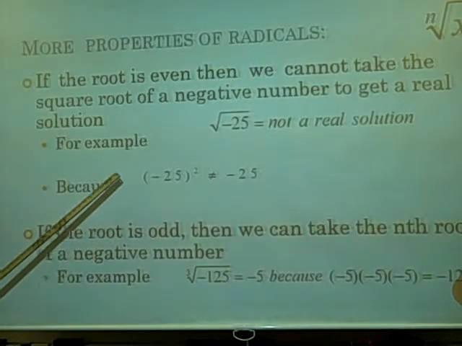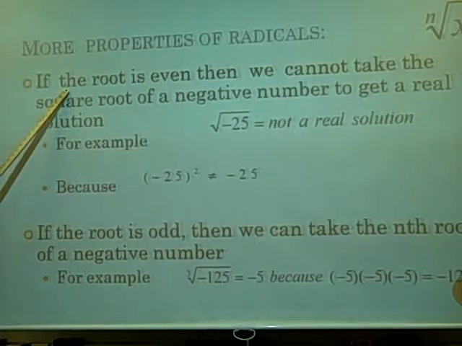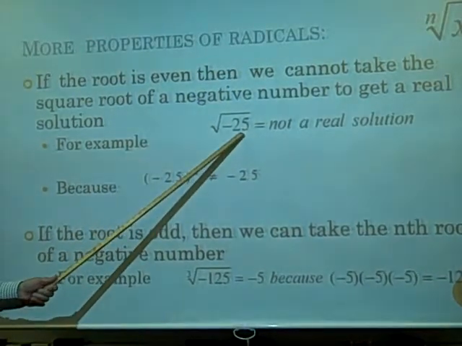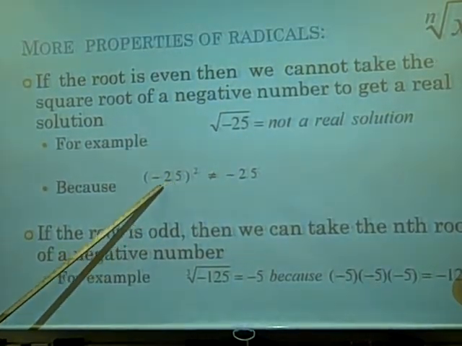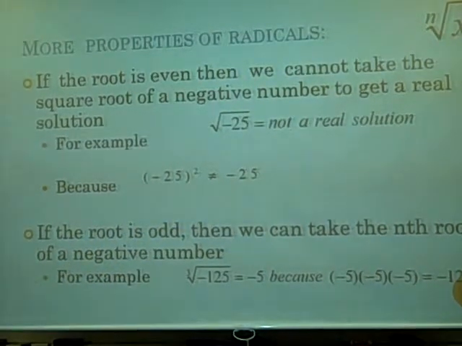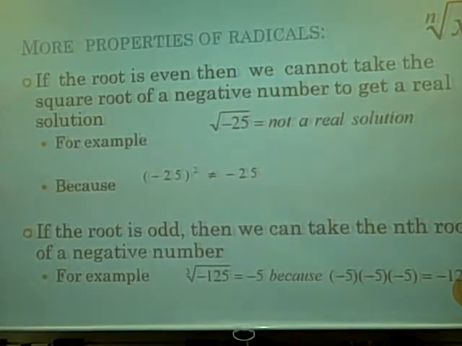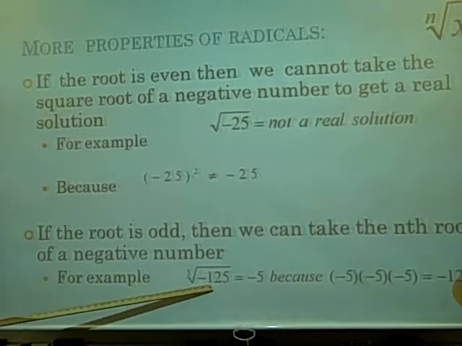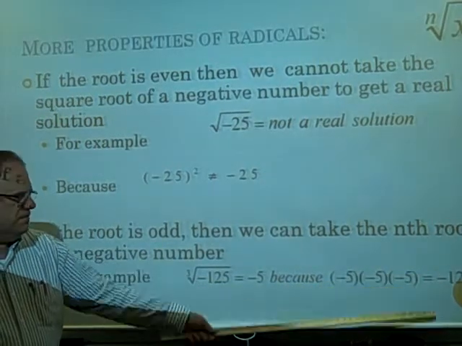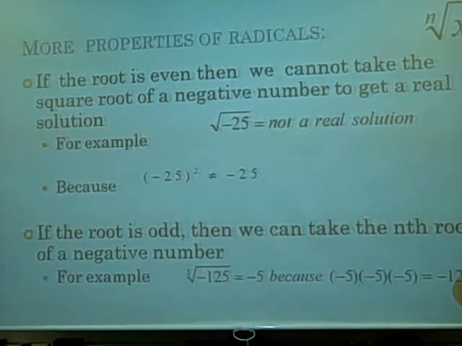More properties of radicals. And that's what I was talking about here. If the root is even, then we cannot get a real solution. And that's what I was saying here. Negative 25 squared is not the same thing as negative 25. Or negative 5 squared. Not the same thing as negative 25. But cube root of a negative 125 is negative 5 times negative 5 times negative 5. You can get a negative 125 from that.